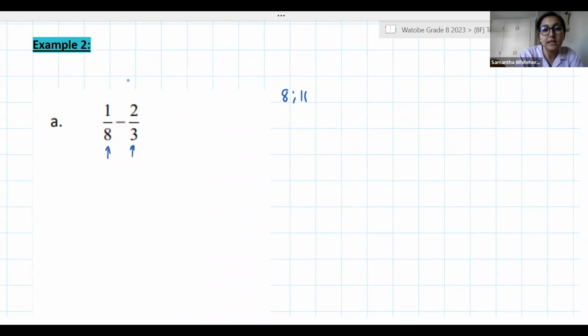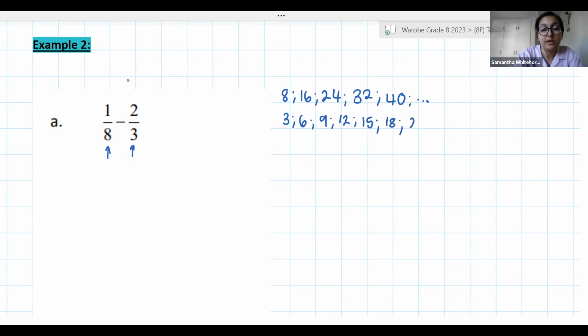I've got 8, 16, 24, 32, 40, and so I keep going. If I then list my multiples of 3, I've got 3, 6, 9, 12, 15, 18, 21, 24, and so I can keep going. So quickly on the chat, guys, which is my common number? Which is the smallest number common to both? Nice, well done. So 24 is the smallest number that I find in both.